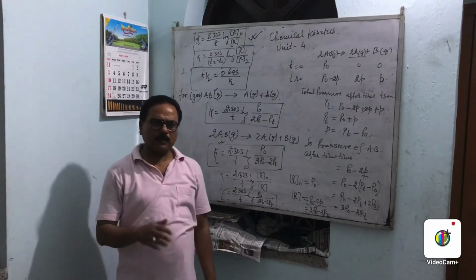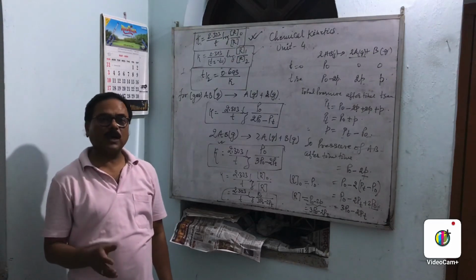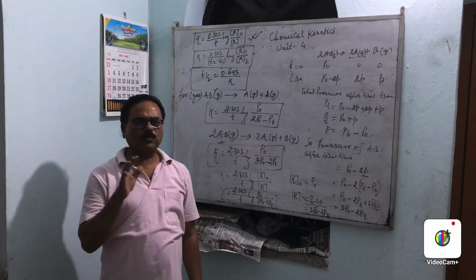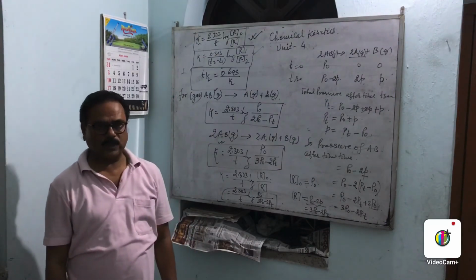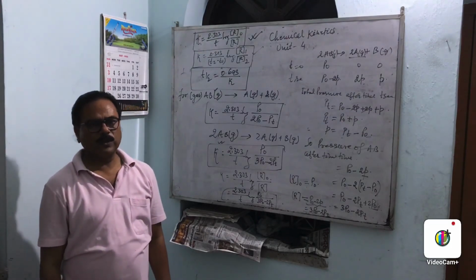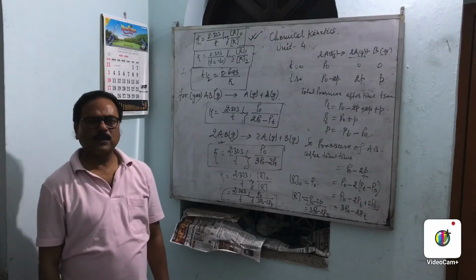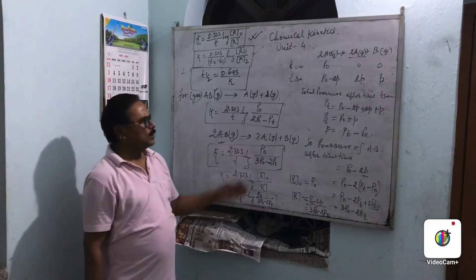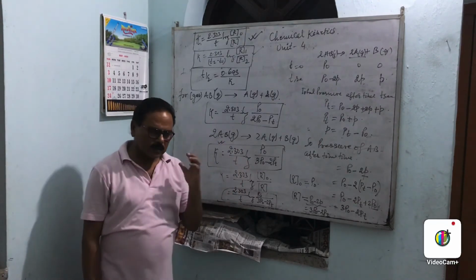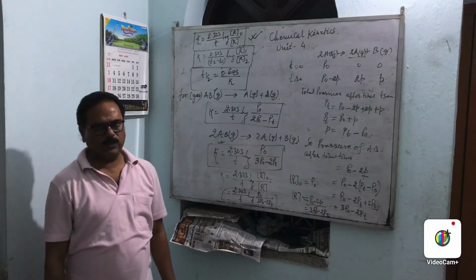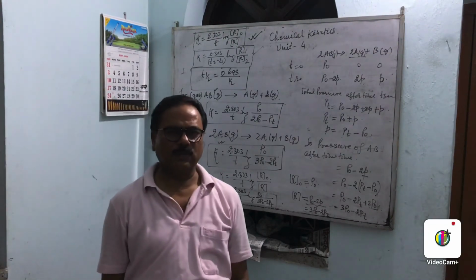Now I will take one more class regarding solving the numericals based on the Arrhenius equation. There are 4 or 5 problems given in your book based on the Arrhenius equation, so I will do them in the next class. I hope you will follow my instructions, go through the book and the lecture, and try to solve the numerical problems. If you have any problem, you can tell me in the next class, and I will be able to solve it.